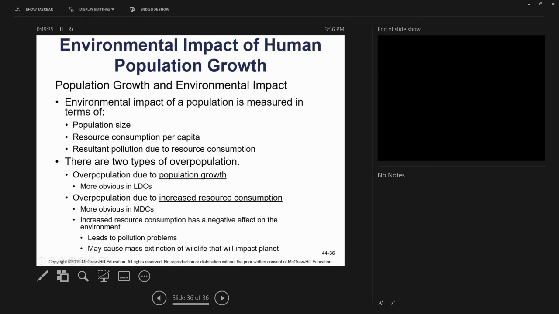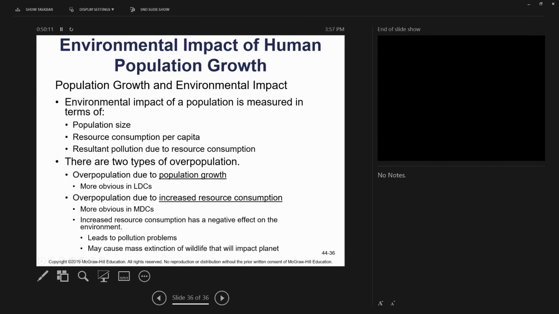So we can look at the environmental impact in terms of population size, resource consumption, and pollution based on resource consumption. So we can look at absolute numbers for population growth and find overpopulation due to increased number of individuals, which is going to have an impact on the environment, on our resources and on resource consumption because there are more individuals using resources. We can also look at the impact to the resources.